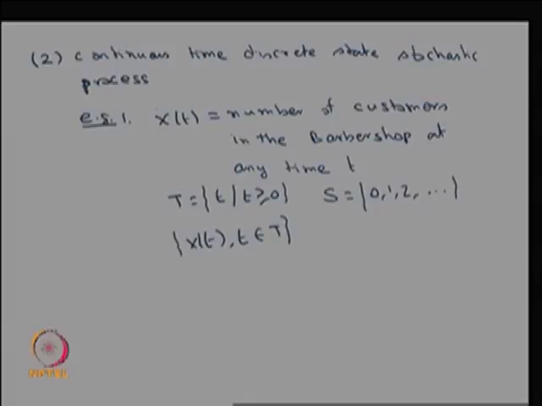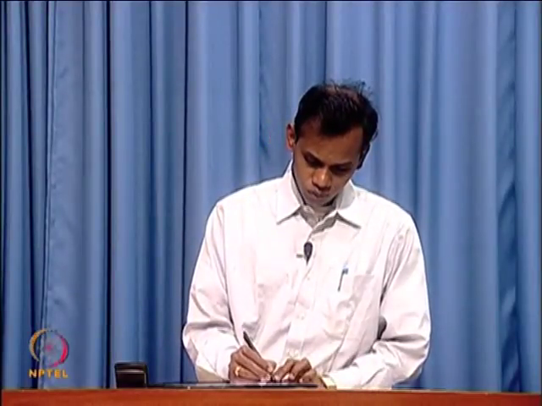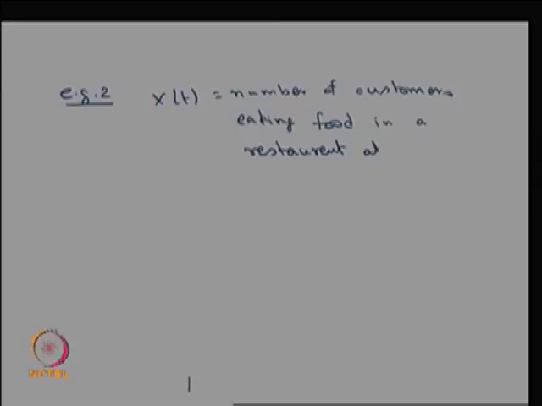The next example, example 2. In example 2, let me make X of t the number of customers eating food in a restaurant at any time t.